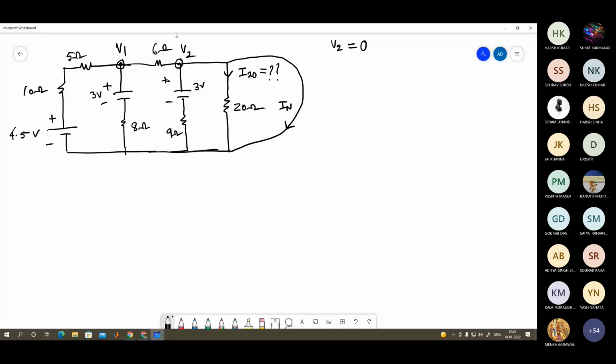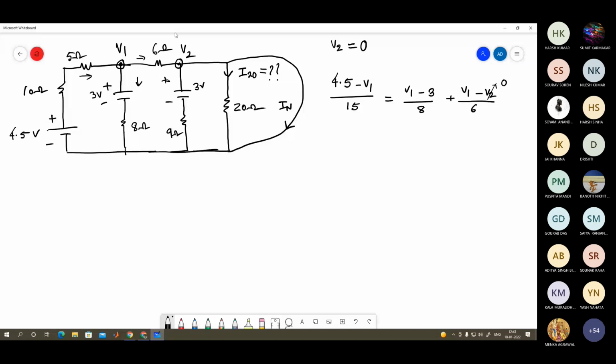So we take it like this, the direction of the current. So (4.5 minus V1) divided by 15 is equal to (V1 minus 3) divided by 8, then (V1 minus V2) divided by 6 ohm, where you can write V2 equal to 0 later. So this is one equation.